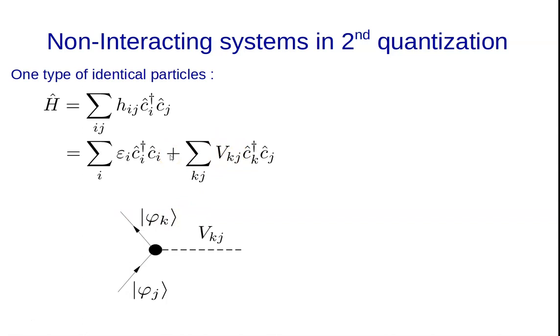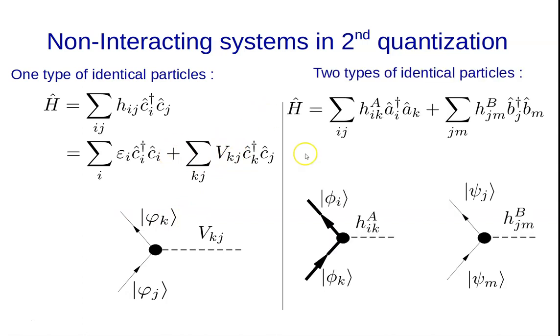Now, what if you have two types of particles? You have type A and type B, but they do not interact with each other, nor among themselves. So there's no interaction between the A particles, no interaction between the B particles, and no interaction between the A and B particles. All right.